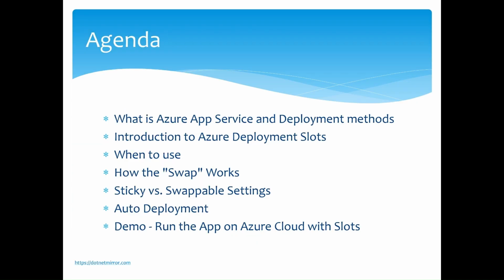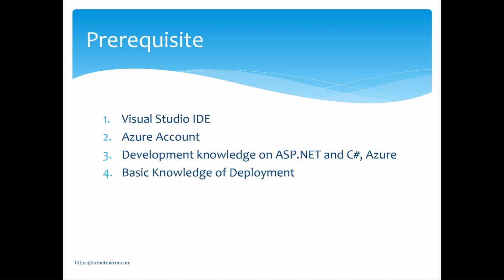In this video, we will look at what Azure App Service is, what the different deployment methods are, and we will understand Azure deployment slots, when to use them, how you can use the swap, and when you're doing a swap, how the sticky versus swappable setting works. At the end, we will look at the auto deployment option, and for all these features, I will show an end-to-end demo. Make sure you have Visual Studio IDE, an Azure account, development knowledge of ASP.NET, C Sharp, and Azure, and basic knowledge of deployment.